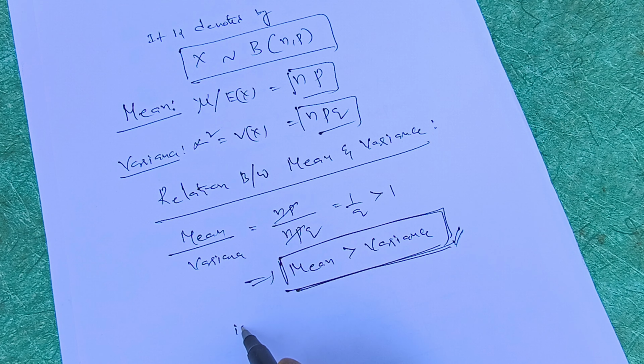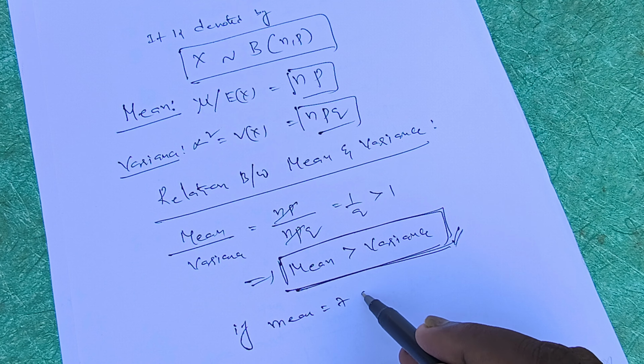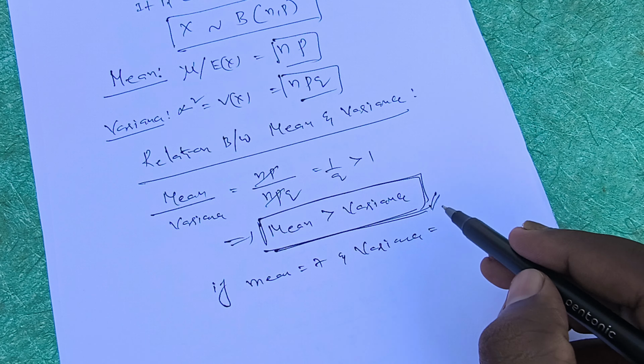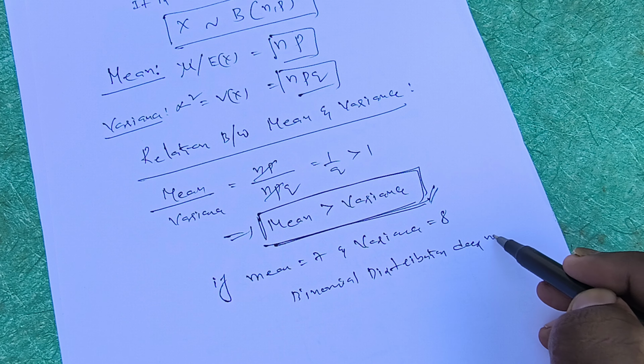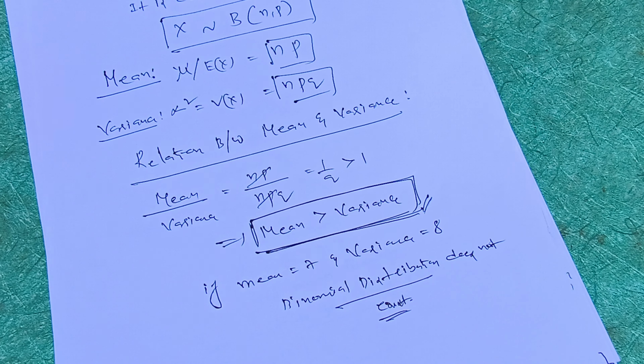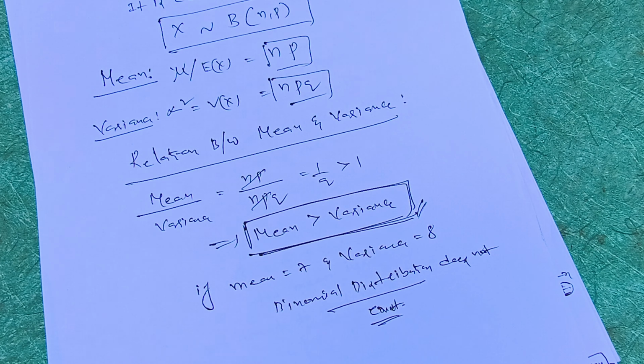If the mean value is 7 and the variance value is 8, observe this, the mean value is less than the variance value. The binomial distribution does not exist in this case.